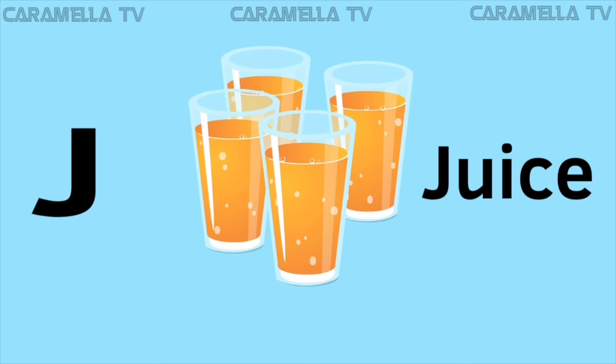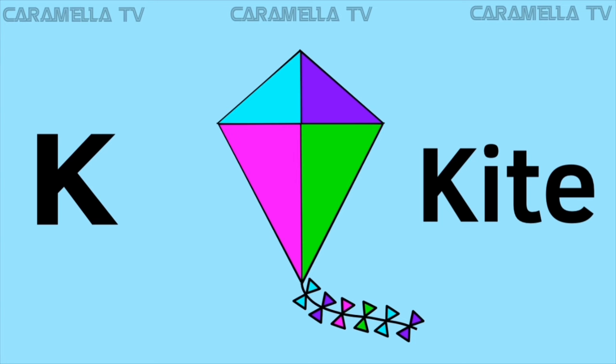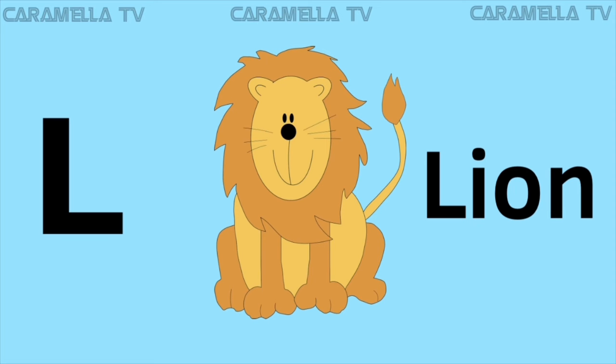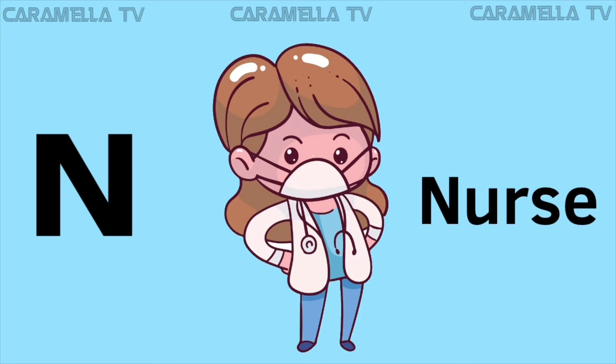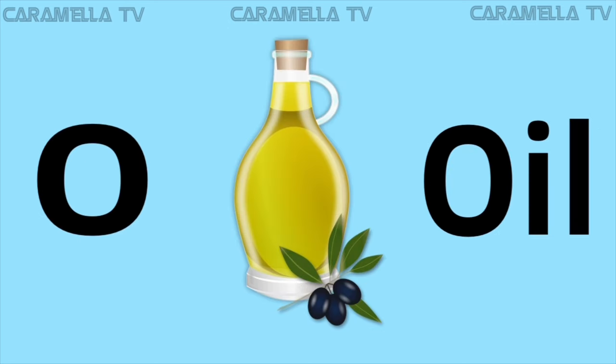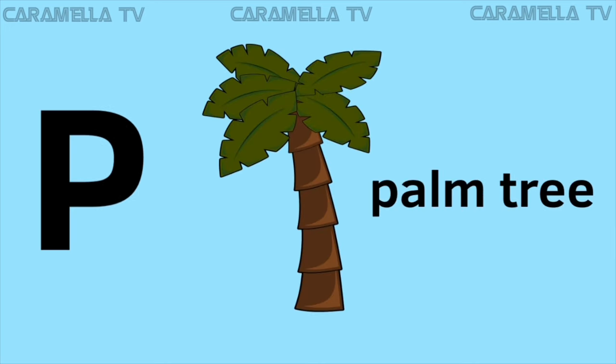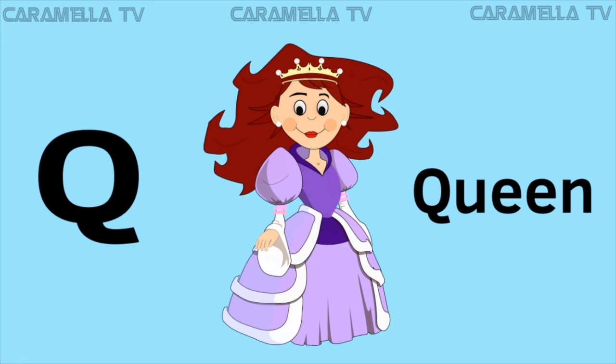J, juice. K, kite. L, line. M, mouse. N, nurse. O, oil. P, palm tree. Q, queen.